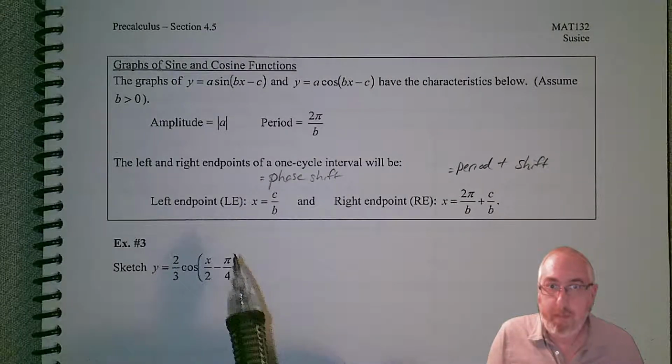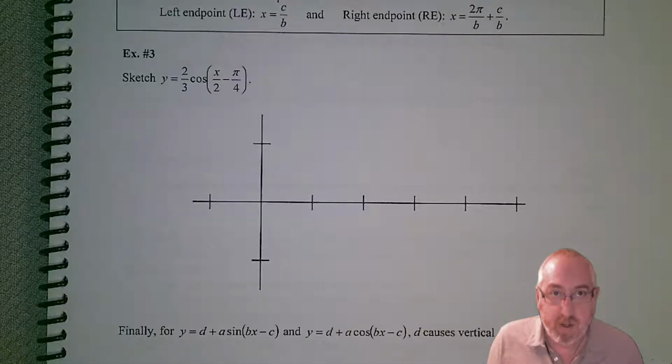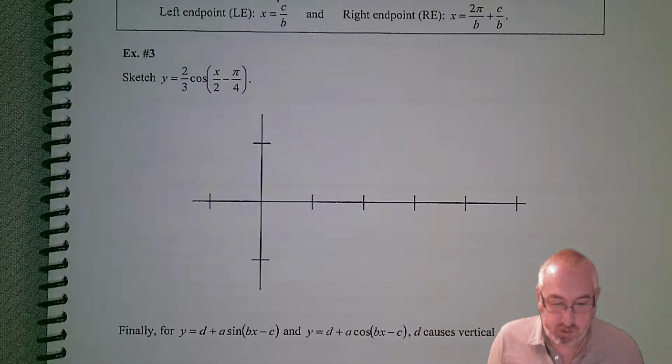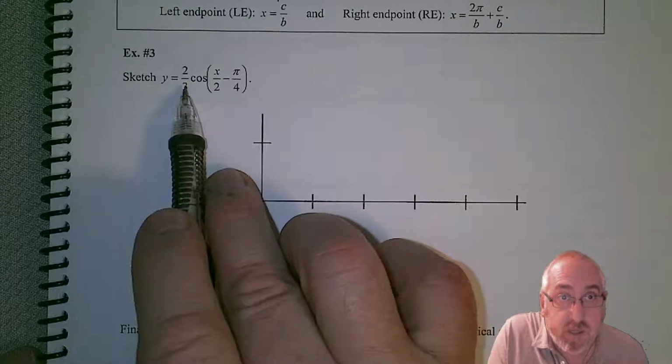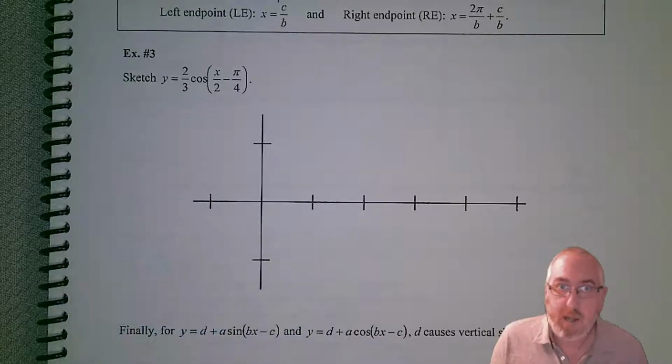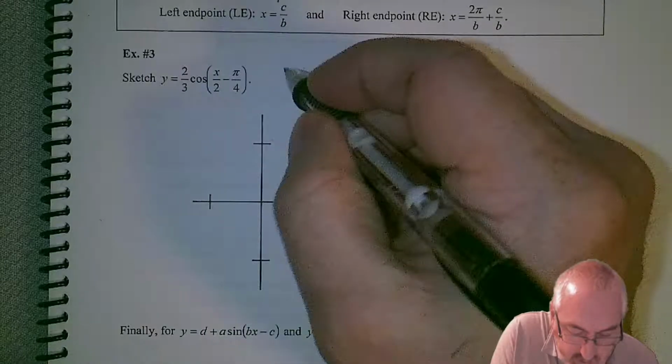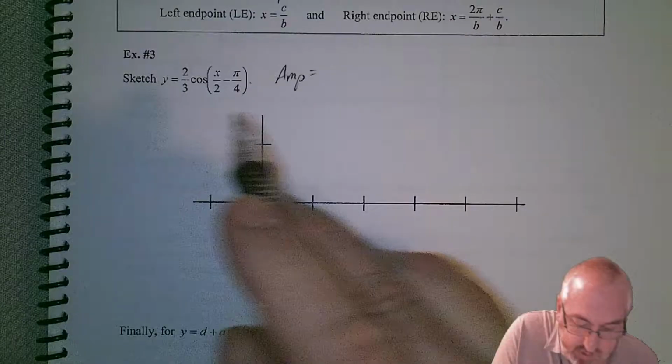So let's see if we can put this into practice in this next example. We got a little bit more complicated one here. We got y equals 2/3 cosine of x over 2 minus pi over 4. Okay, so we got a lot to unpackage here, but let's start with the easy stuff. We got the amplitude. The amplitude's always based on the number in front, so we know that that's going to be 2/3.